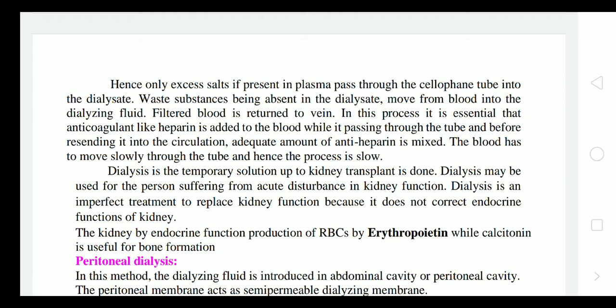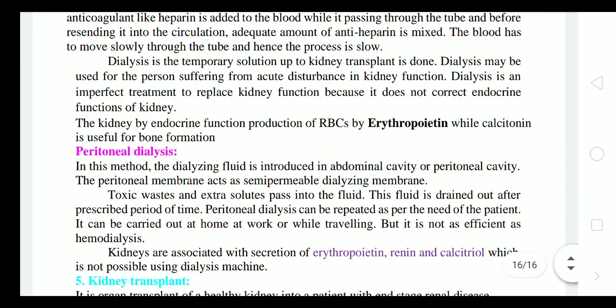Dialysis is an imperfect treatment to replace kidney function because it does not correct the endocrine functions of the kidney. Also, it cannot maintain the concentration of the blood. The kidney's endocrine function includes production of RBCs by erythropoietin, while calcitriol is useful for bone formation.